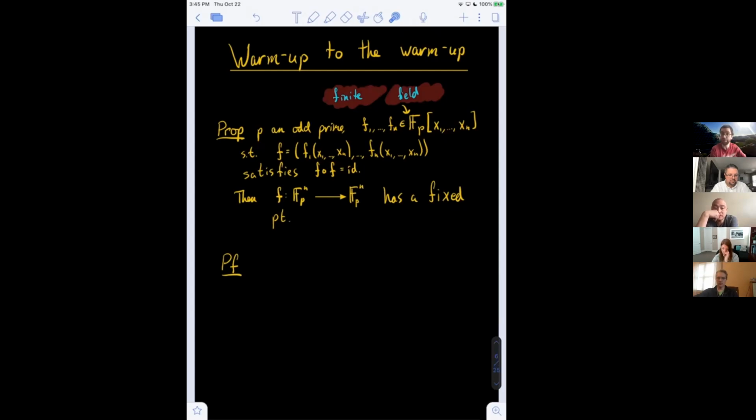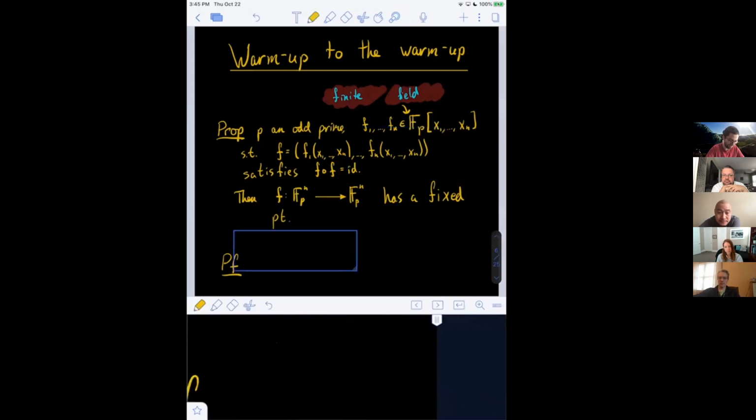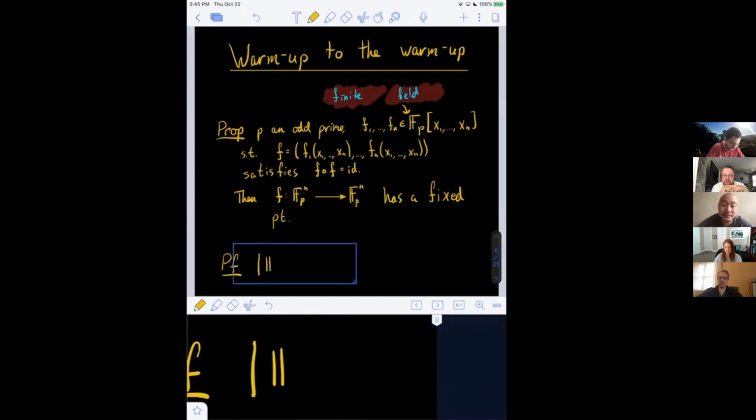So the claim is just like in Serre's theorem. If you have one of these maps, which when you compose it with itself, you get the identity, so when you apply it twice, you get back to where you started, then it has a fixed point. So can anyone tell me why this is true? So the observation is that Fp to the n.